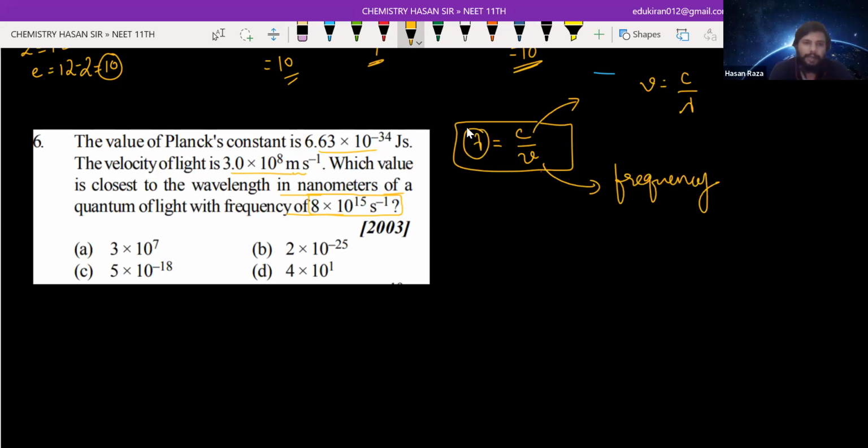But here the lambda should be in nanometer. So whatever lambda you calculate here will be in meter, so convert that into nanometer. Are you getting my point? Yes, sir. Please do it. Let me know if you are not able to understand it.